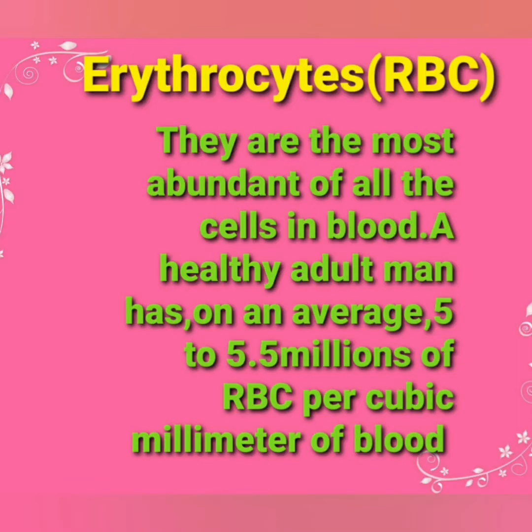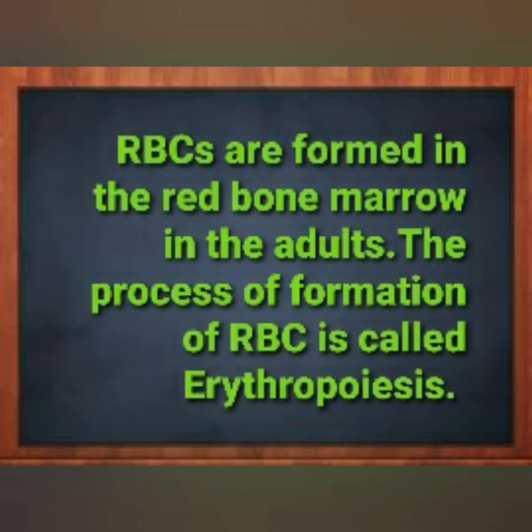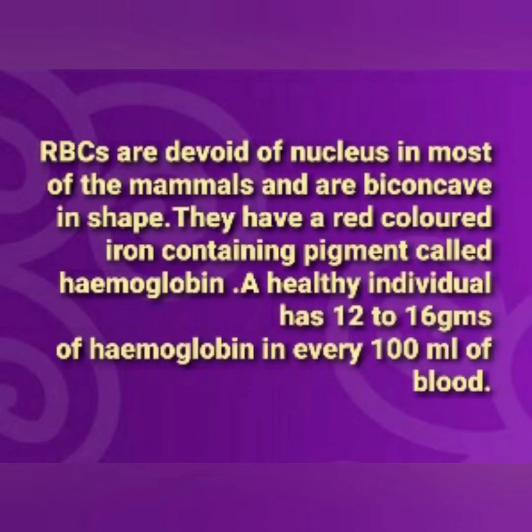Erythrocyte or RBC are the most abundant of all the cells in blood. A healthy adult man has on an average 5 to 5.5 million of RBC per cubic millimeter of blood. Here you can see the photograph of RBC. RBCs are formed in the red bone marrow in the adults. The process of formation of RBC is called erythropoiesis.